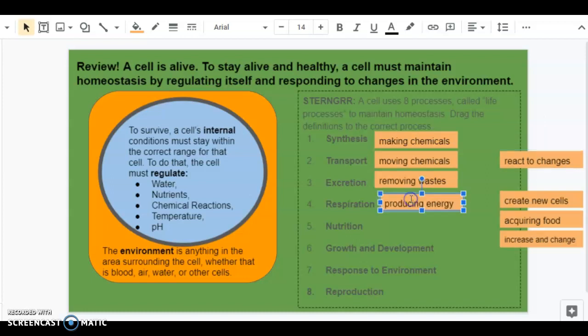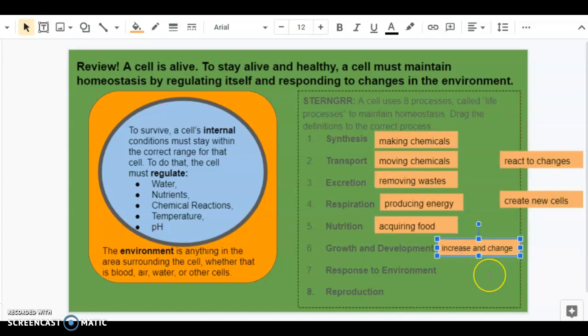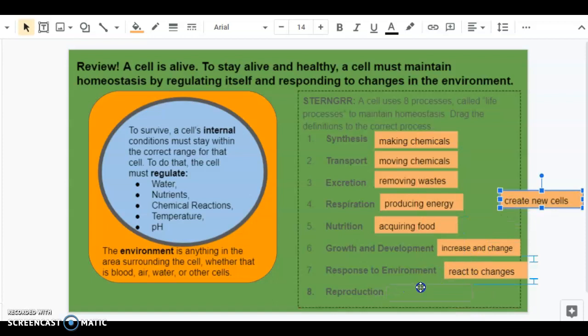In order to do that, cells need certain nutrients. Nutrition is about acquiring those nutrients. Growth and development is a large part of what a cell might do with some of those nutrients. Growth is increase, whereas development is change. And as we're looking at homeostasis in particular, responding to the environment or regulation is reacting to those changes. And reproduction, creating new cells.